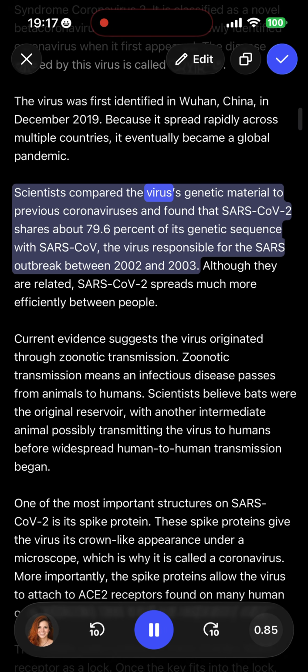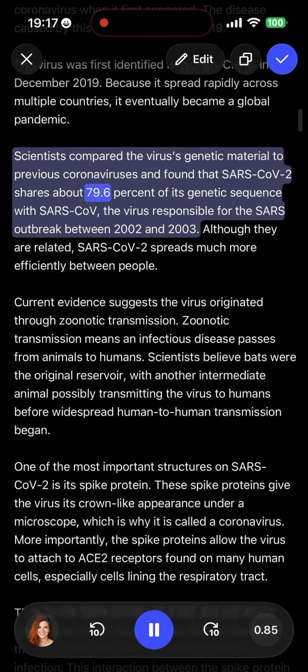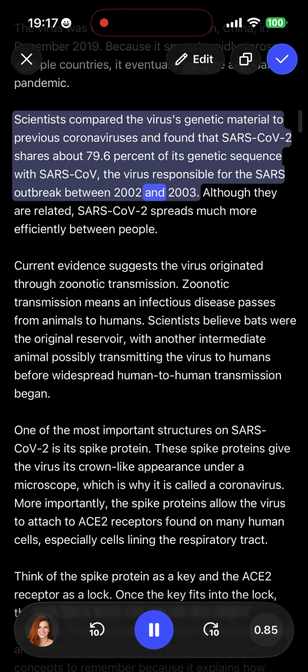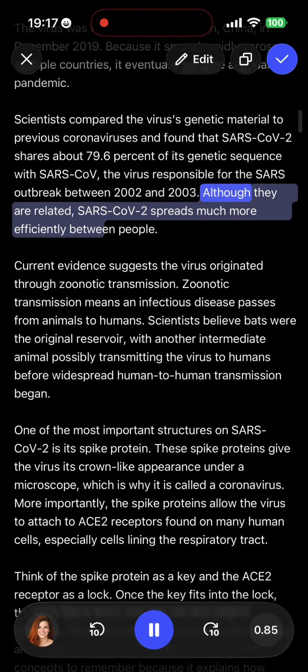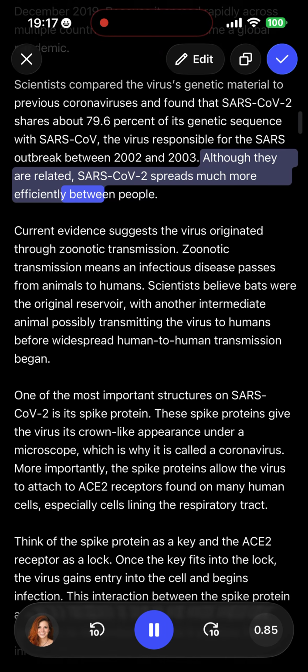Scientists compared the virus's genetic material to previous coronaviruses and found that SARS-CoV-2 shares about 79.6% of its genetic sequence with SARS-CoV, the virus responsible for the SARS outbreak between 2002 and 2003. Although they are related, SARS-CoV-2 spreads much more efficiently between people.